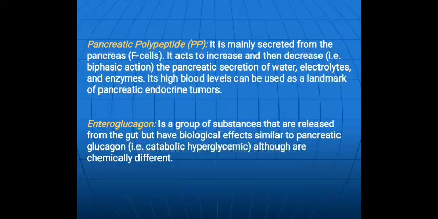Glucagon-like substances, it's a group of substances that are released from the gut but have biological effects similar to pancreatic glucagon. That is catabolic, causing hyperglycemia, although they are chemically different.